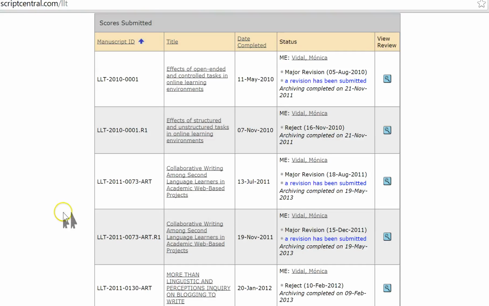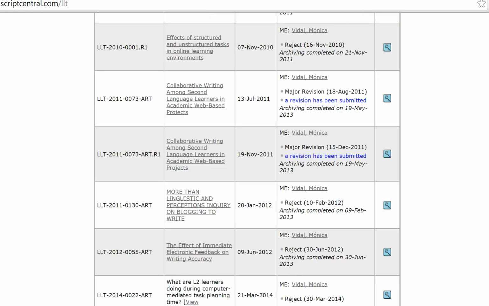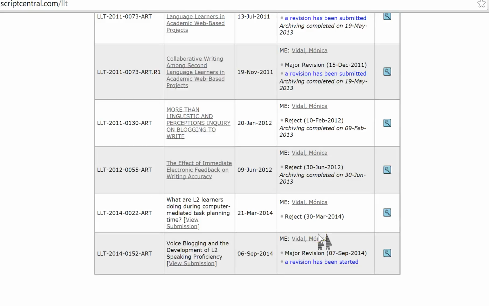So this is just a history of what I've reviewed for another journal, Language Learning and Technology. This just tells me, this is only for me, what articles I've reviewed in the last 4 or 5 years, and what the result was. So this goes back to 2010, tells me the date of completion, and then it tells me whether a revision was submitted or not. Quickly, if we flip to the end, this was the latest one I did. I think I mentioned this to you, September 10th.